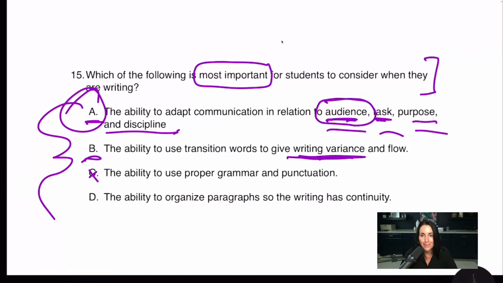Transition words are important, but they're not the most important. We have to figure out who we're writing to and why we're writing to those people in order to figure out how we're going to structure it. So that's why A is the best answer there.